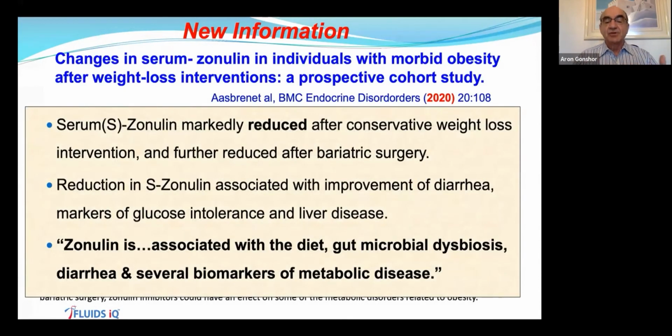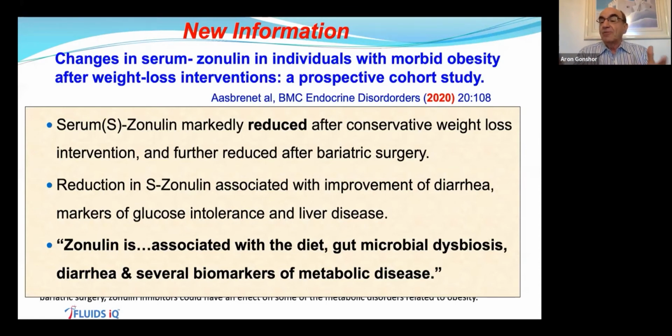In fact, some of the new news, again, recently: changes in serum zonulin in individuals who have morbid overweight problems, who have gone through weight loss interventions. What do we see? Well, serum zonulin is markedly reduced after various types of conservative interventions, and it is further reduced after you have what's called bariatric surgery, where part of the intestinal tract is removed. And those reductions in serum zonulin are associated with improvements in diarrhea, etc.